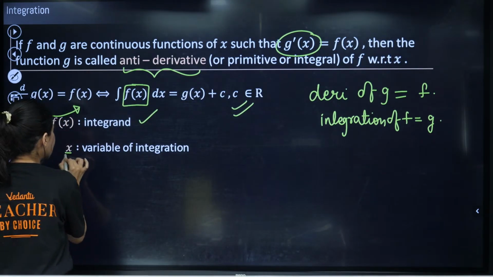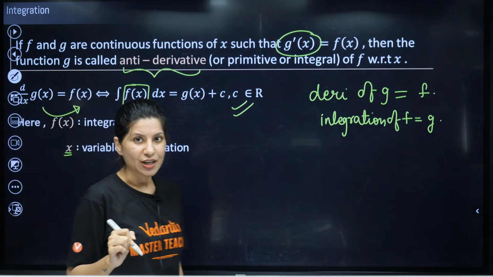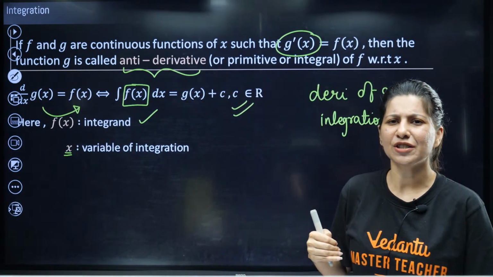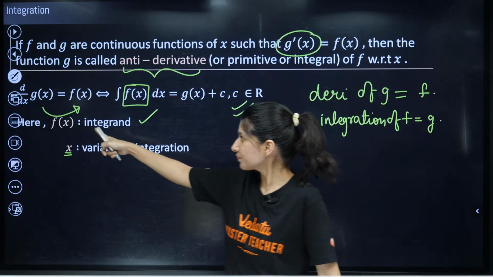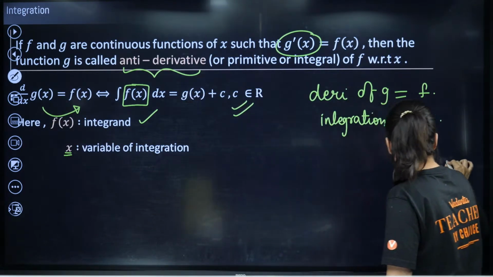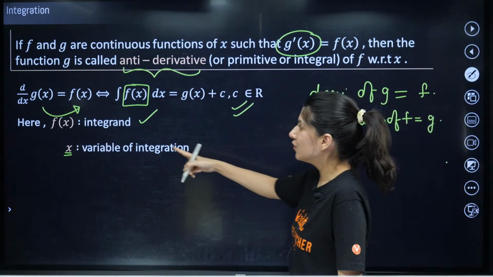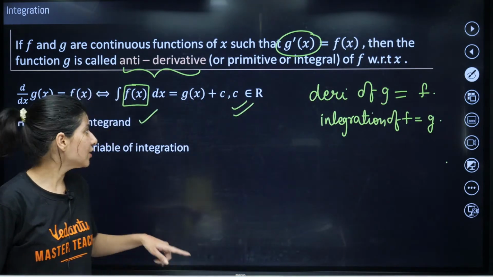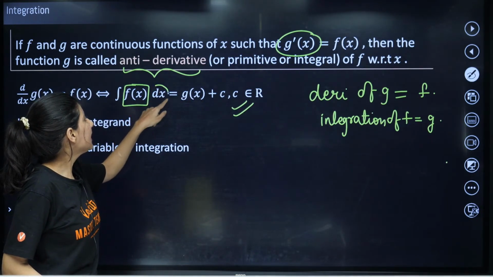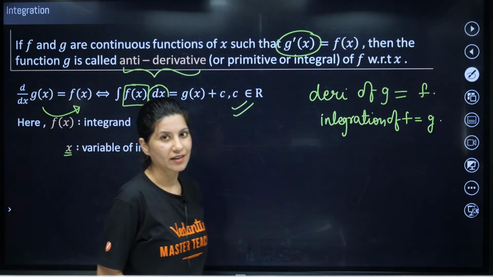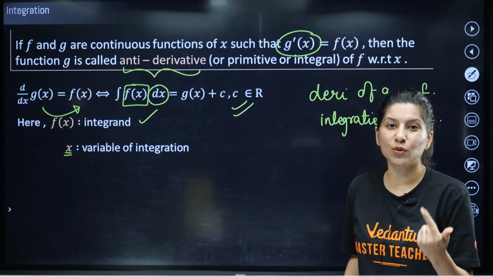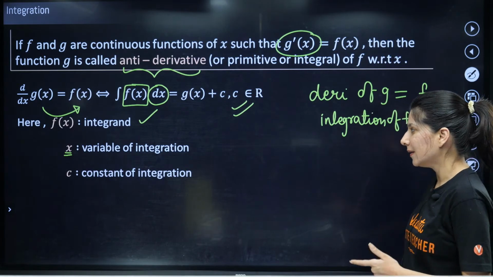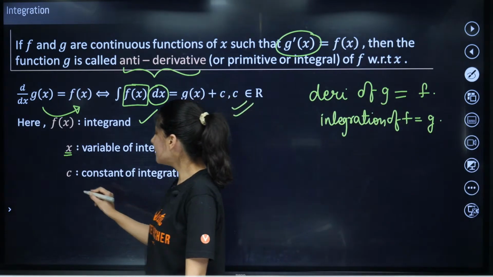Where x is the variable of integration. Just like we were differentiating with respect to x, we used to write dx in the denominator, if you can see. So in integration, we write dx in the numerator. That means we are integrating with respect to the variable x. And c is the constant of integration.